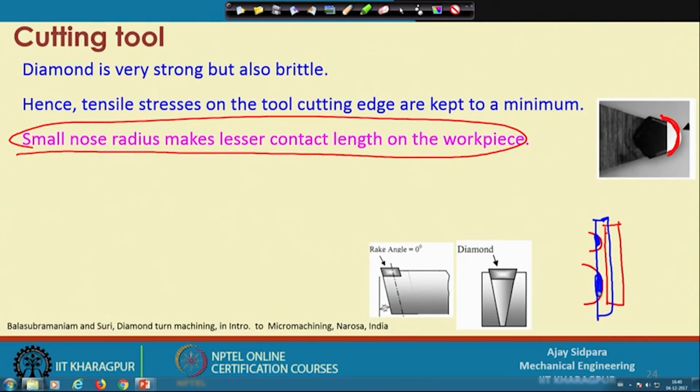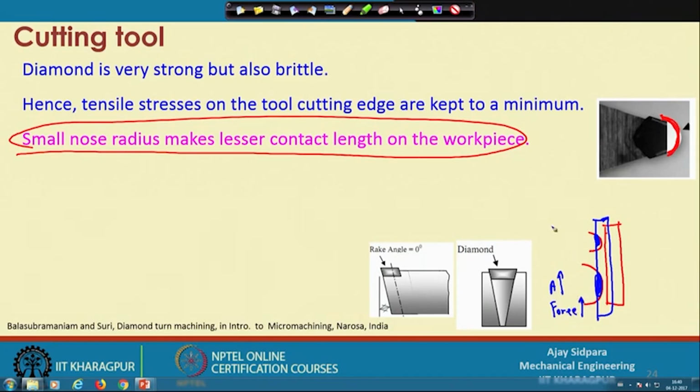Why is this important? Because we have to work within a very, very small depth of cut. That is not the only thing; we also have to maintain the forces acting on the surface. The force will be very, very high here because the area is more, so the force is more.